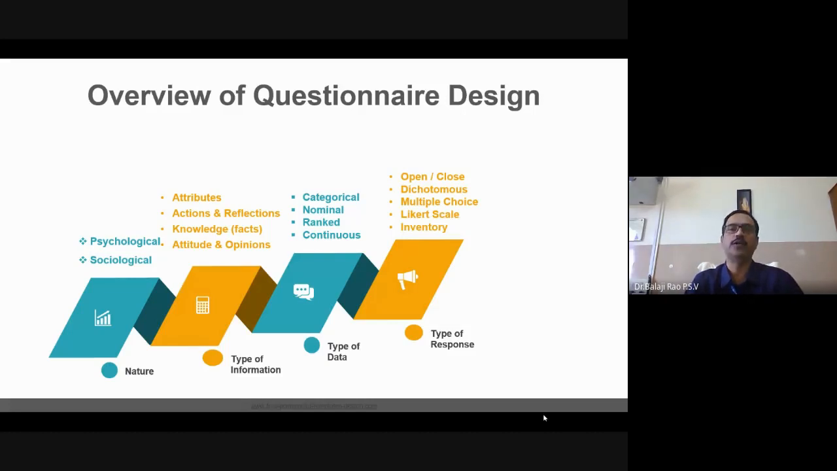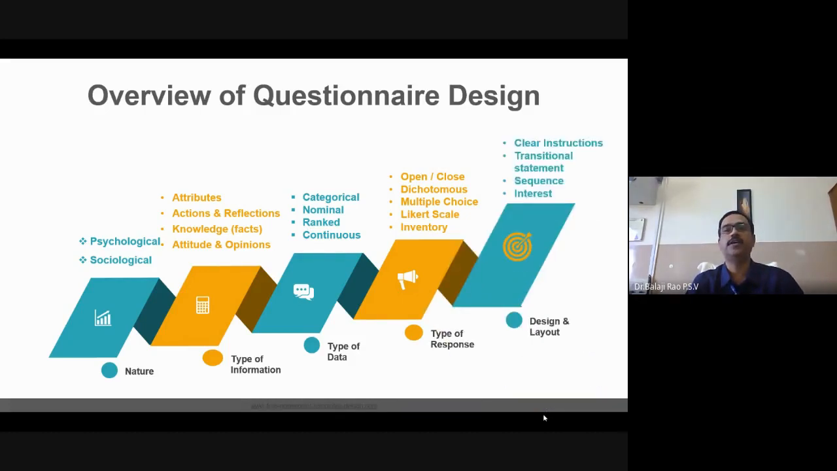And as you all know, dichotomous means saying yes or no, two states of answering. Then again, multiple choice questions, then Likert scales, and we also develop inventories. So this is how, based on the type of response, the questionnaire design is dependent.